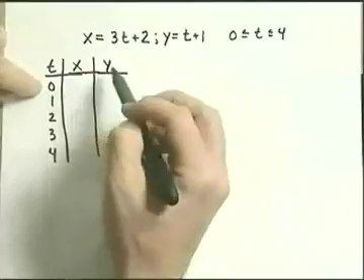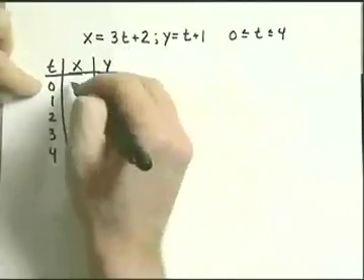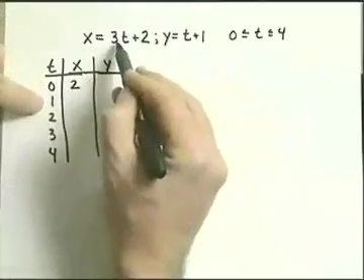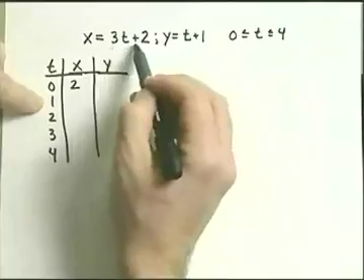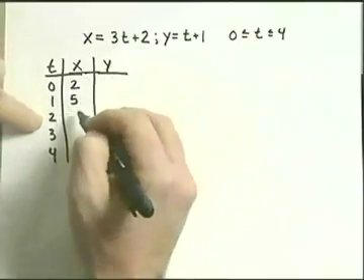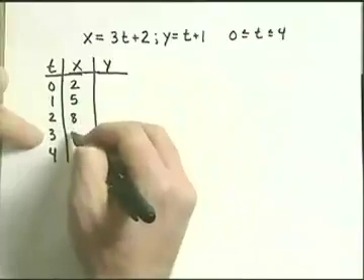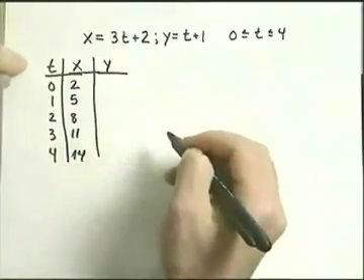For example, when t is 0, I get 3 times 0 is 0, 0 plus 2 is 2. When t is 1, I get 3 times 1 is 3, 3 plus 2 is 5. For t is 2, I'm going to get 8. For t is 3, I get 11. For t is 4, I get 14.